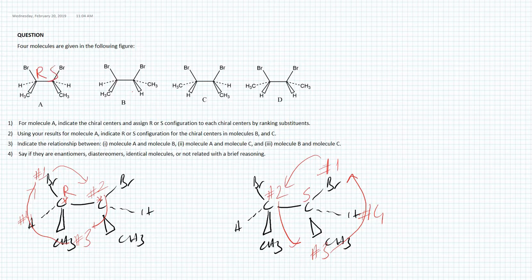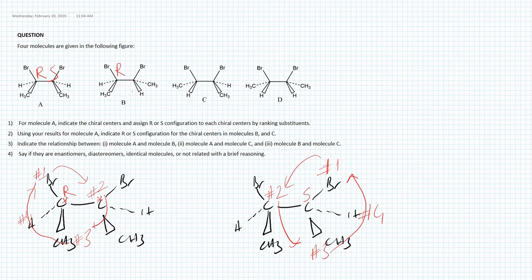If we move to B, we can compare the two chiral centers with the chiral centers in A. Let's look at the first chiral center. It is exactly the same chiral center with the same connections, in the same order, same places, so we can definitely say that this has R configuration.